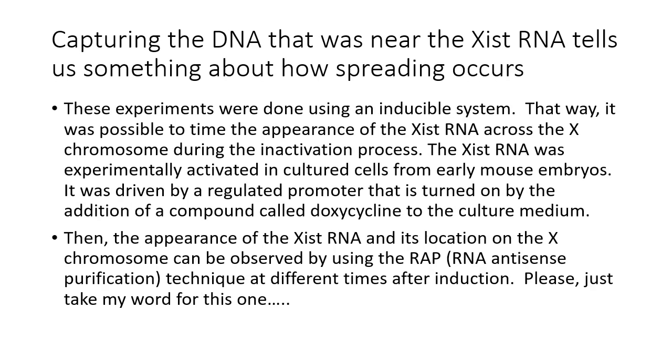Okay, so we're going to capture the DNA that was near the Xist RNA, and that tells us something about how spreading occurs. Now, this is an unusual system. It's an inducible system in which the investigators were able to just turn on Xist RNA in the presence of a drug, doxycycline, and then watch what happens to the Xist RNA as it spreads along the chromosome. So it's experimentally activated in cultured cells of early mouse embryos, and we can look at its location over time. The procedure is actually going to involve something called RAP, which is RNA antisense purification, and we're just going to have to take my word for it that this gives us the information that we need.